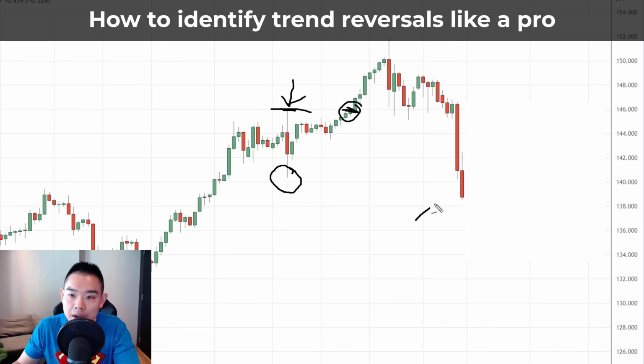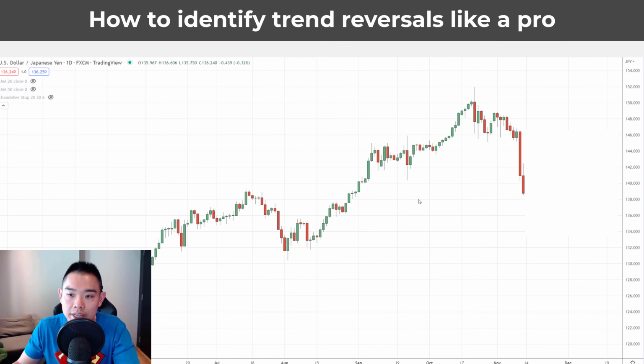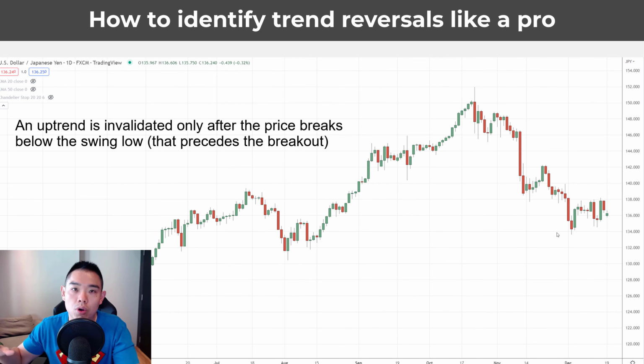At this point, you can see that the market did break below this swing low. So this is what I'll say: the trend is no longer intact, and it could possibly go into a range or even reverse down lower. Okay, now you're able to tell the difference between a pullback and a reversal.